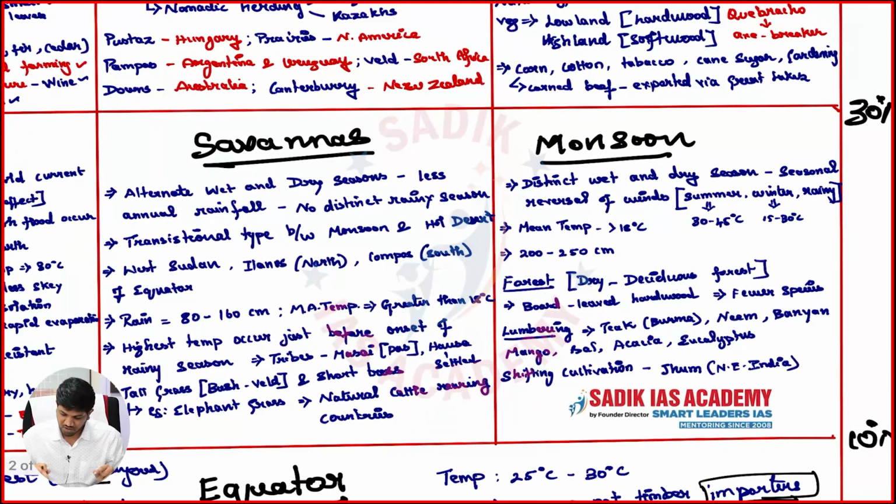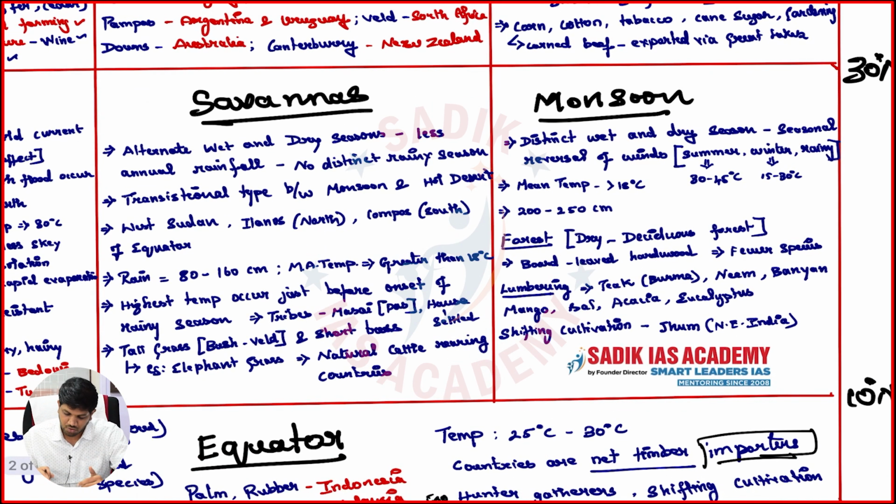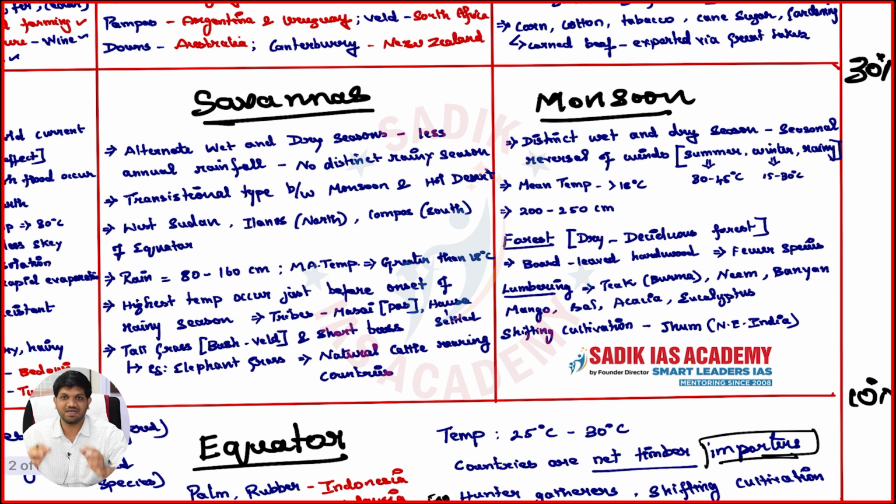Now, if you go up to the 10 degree to 30 degree, 30 degree is nothing but the line of Tropic of Cancer in the northern hemisphere. If it is in the southern hemisphere, it is nothing but Tropic of Capricorn. So above is the India type climate.